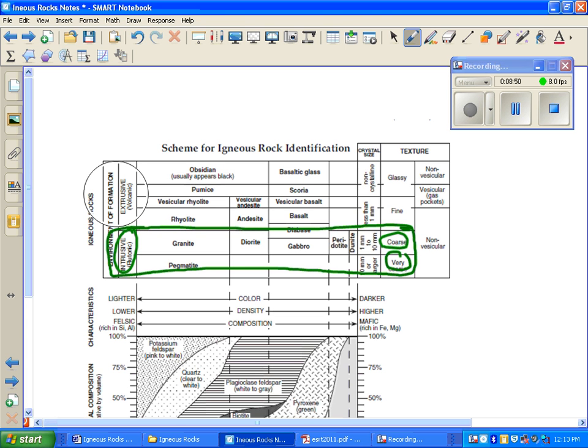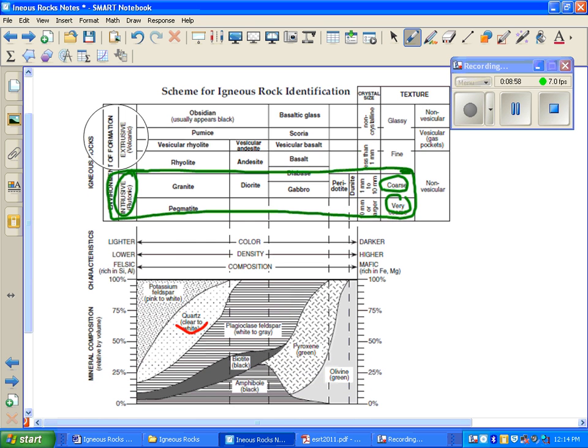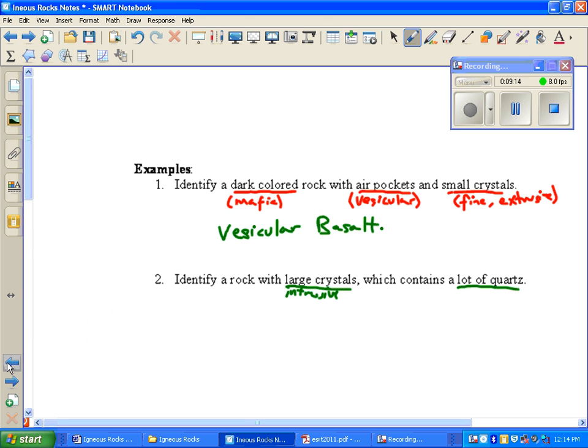Okay, and we also said it contains a lot of quartz. And again, we haven't talked about that, but if I look at the reference table, it has quartz here. So if it has a lot of quartz, it has to be in this grouping right here, because these are the ones that have lots of quartz. So my answers could be granite or pegmatite, and either one is actually the right answer. So as we write it in, we could say that it is granite, or we could say it's pegmatite, and either one of those could be the correct answer.